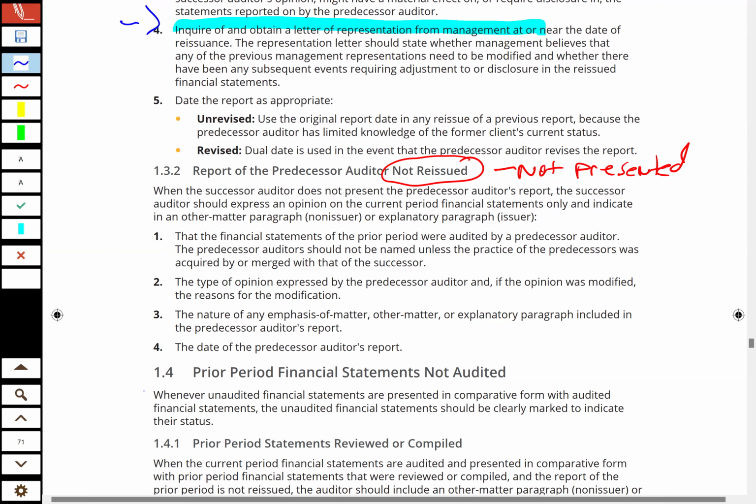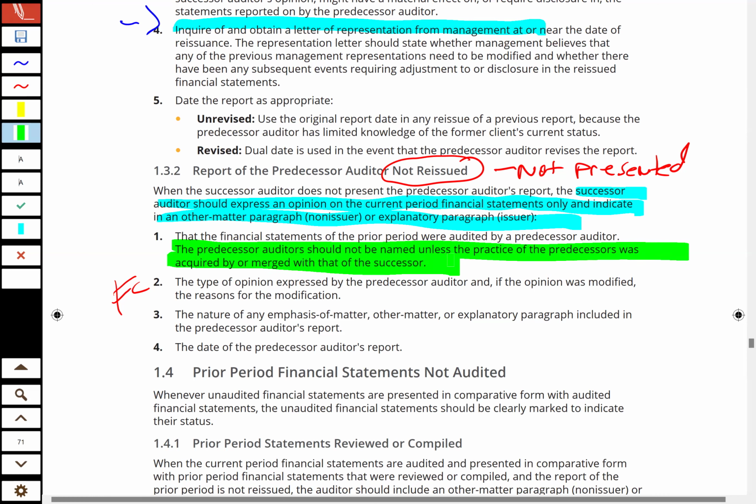On the successor, okay? And the successor would express an opinion on the current year's statements, okay? And indicate in an other matters paragraph for a non-issuer, explanatory paragraph for an issuer. And I basically would call out these elements that you should flashcard here, okay? In my report, I'm going to sort of book report it, right? I'm saying the predecessor auditor should not be named specifically in the successor's report unless the practice was acquired. So that's a flashcard inside the flashcard, okay?